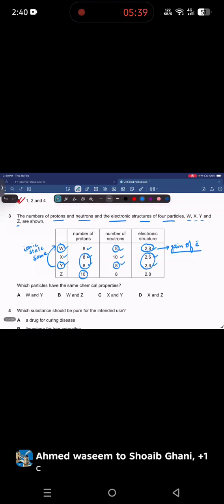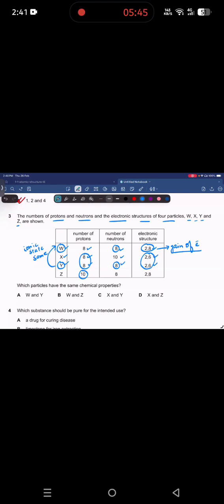Now, which particles have the same chemical property? The same chemical property particles are those which are the isotopes here. So Ahmed has given the answer C. Is C the correct answer or not? Yes, C is the correct answer, as X and Y are both isotopes, and isotopes have the same chemical property. Why? Because of the same valency, or you can say the same outer shell electrons.